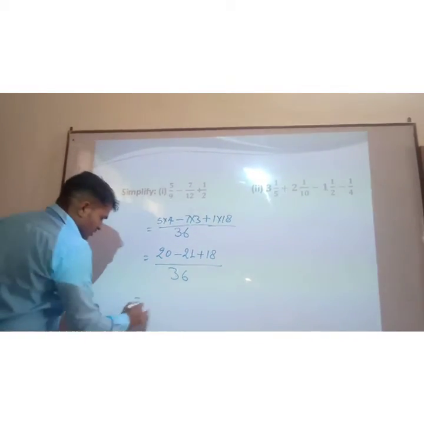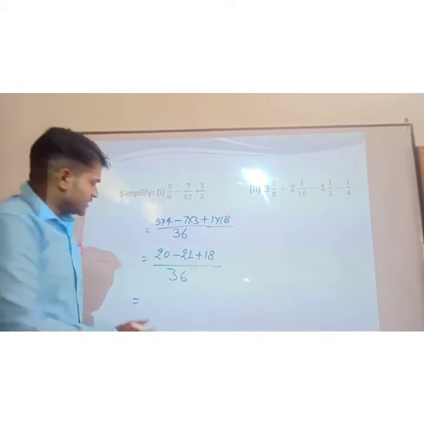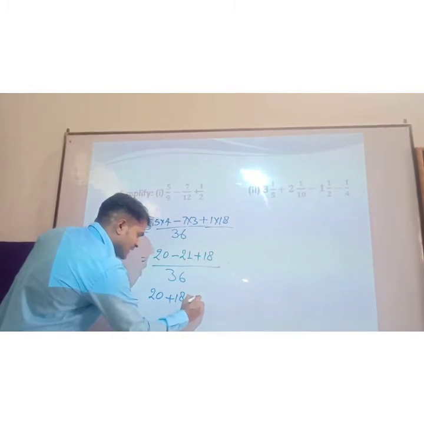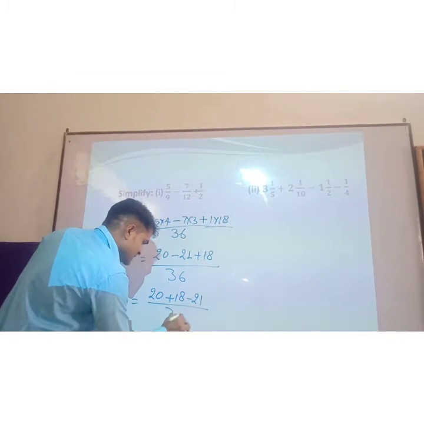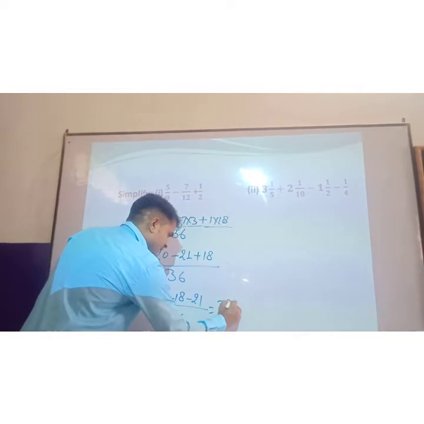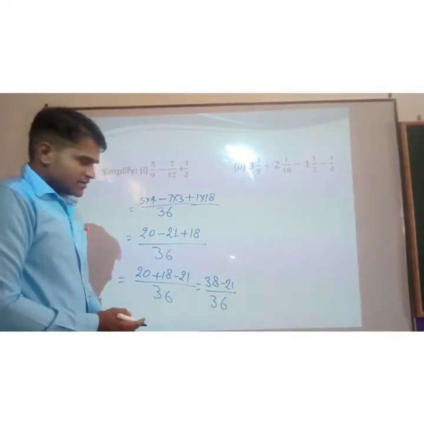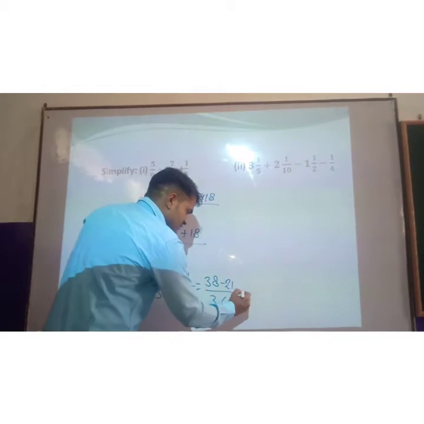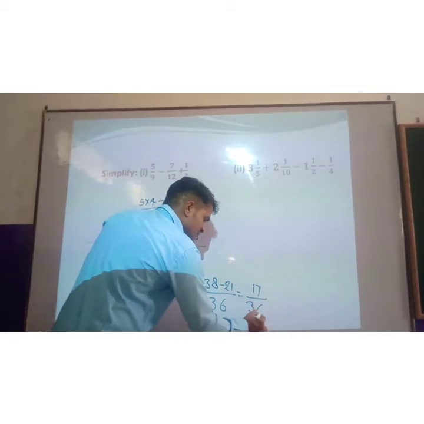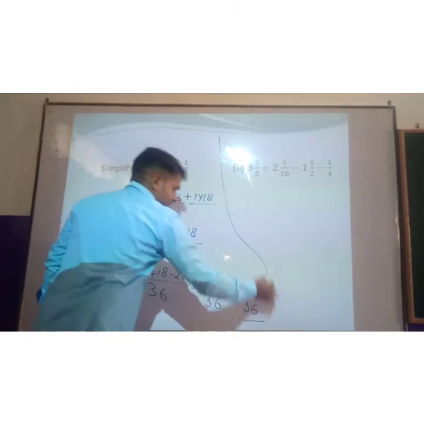Okay. You can write positive numbers together and negatives together. So 20 plus 18 minus 21 upon 36. 20 plus 18 is 38 minus 21 upon 36. Now we have to subtract it. 38 minus 21 is 17 upon 36. So what is the result? 17 upon 36.